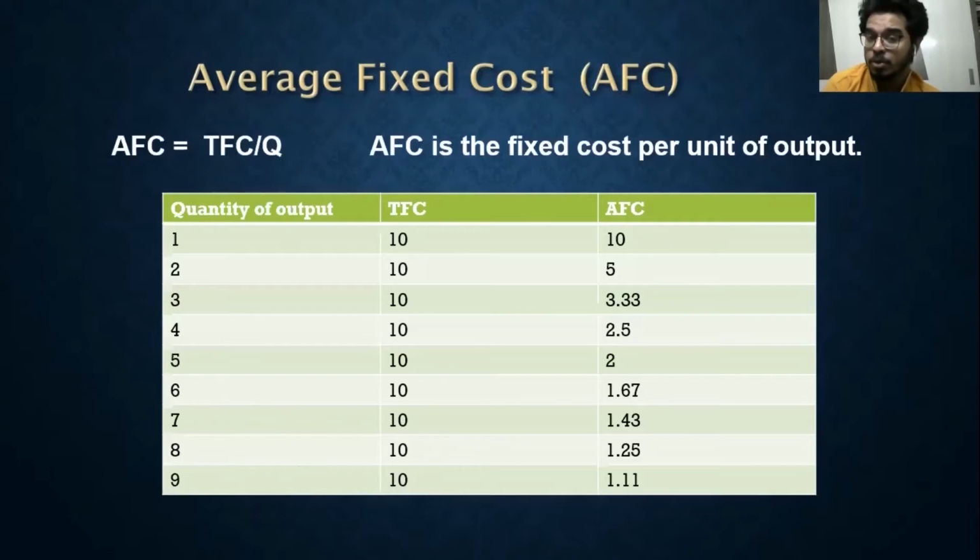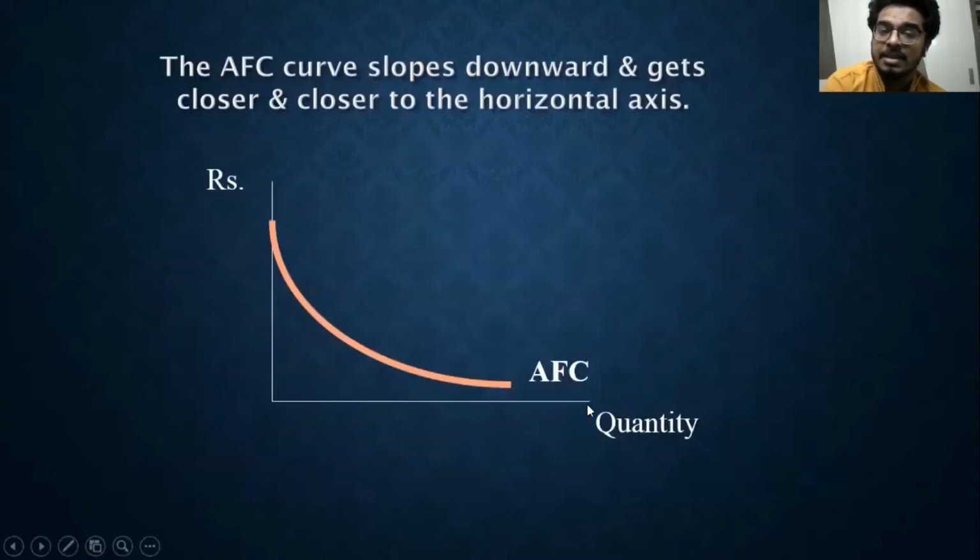If I produce 1000 units, 10 divided by 1000 is 1 by 100, that is 0.01. Still, it is more than zero. It will touch the x-axis only if it is zero. So it is not going to touch the x-axis, right? So an average fixed cost will be something.